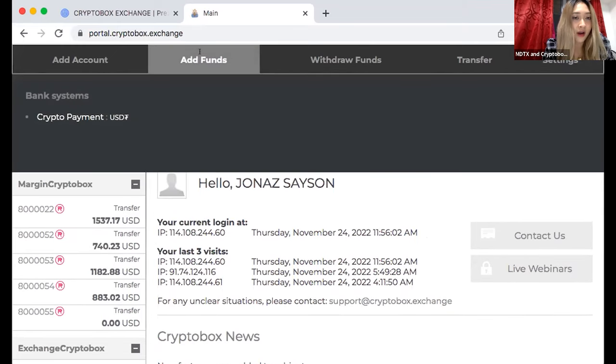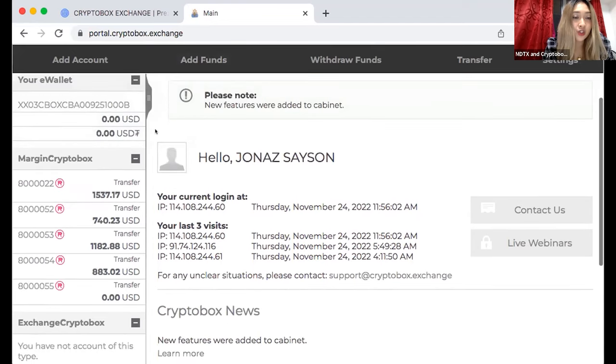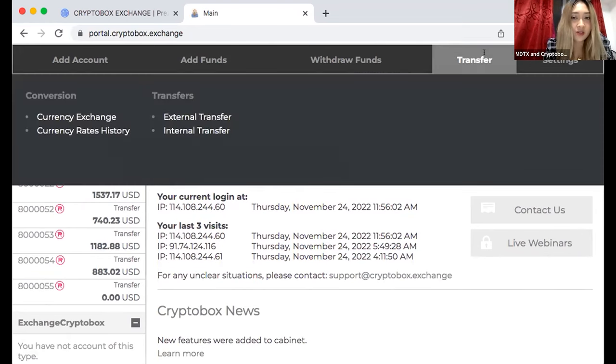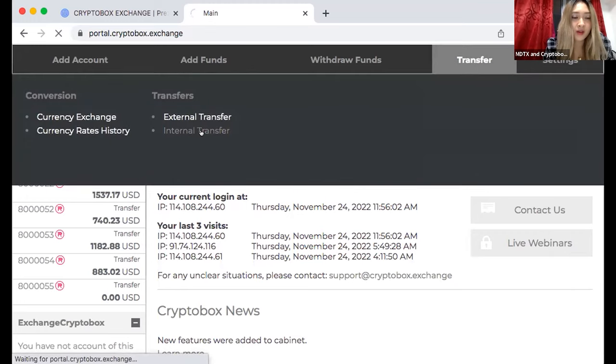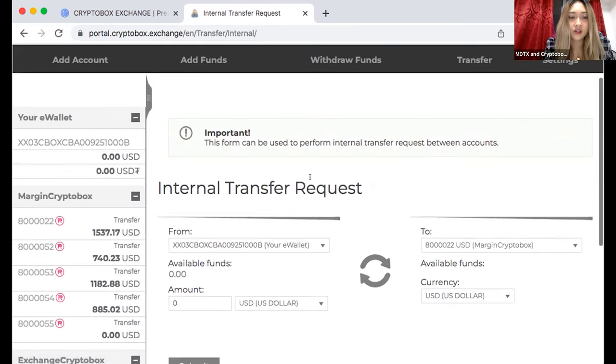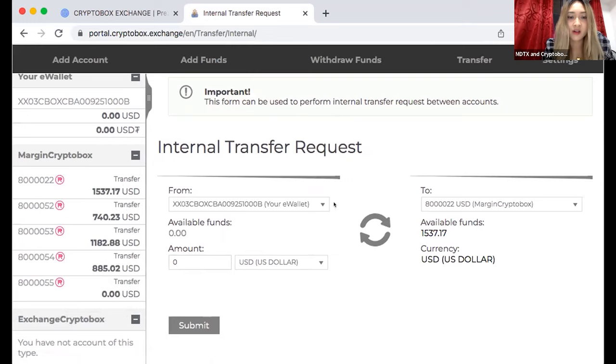Okay, so that is where you're gonna go to add your funds into your e-wallet. And to actually transfer those funds from an e-wallet to the margin account to be able to trade, you're gonna click on transfer here, okay? So first you add funds to your e-wallet, and then you transfer them through internal transfer into your margin or your exchange account. So in your internal transfer, you can transfer your funds across your different accounts or back into your e-wallet. So basically, you can move your money anywhere internally using this feature here.